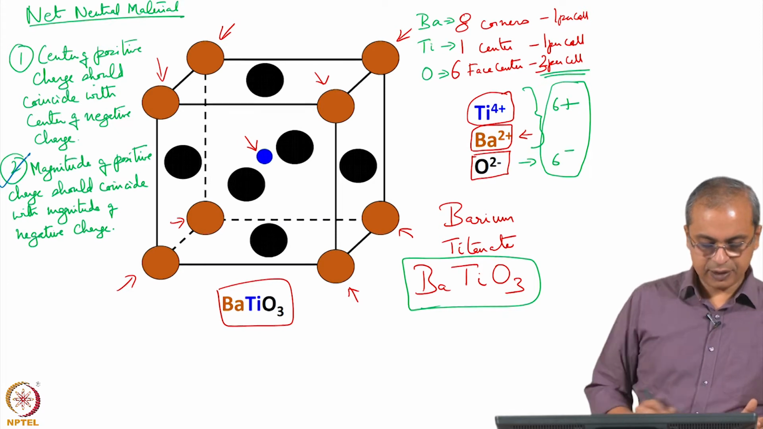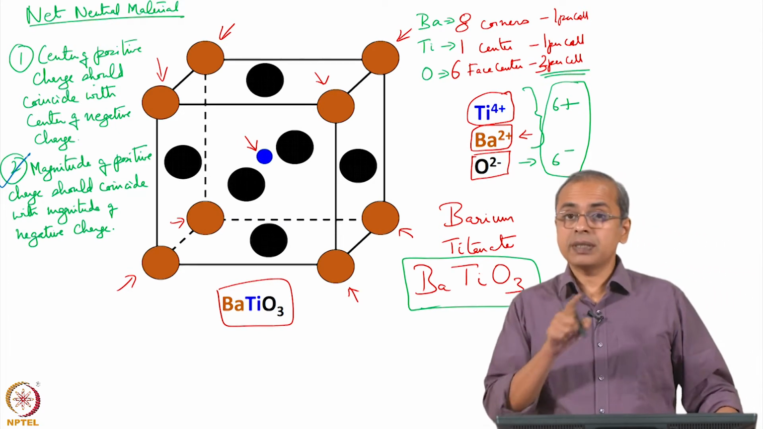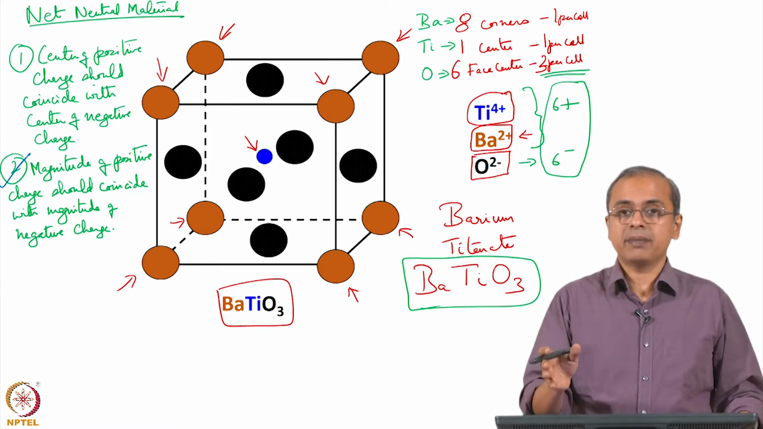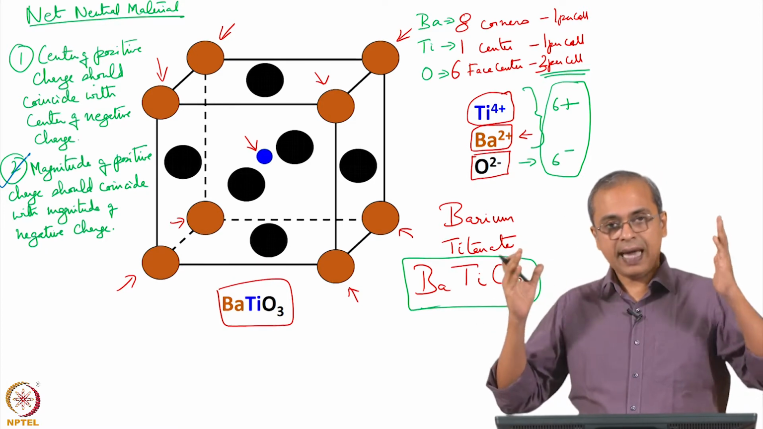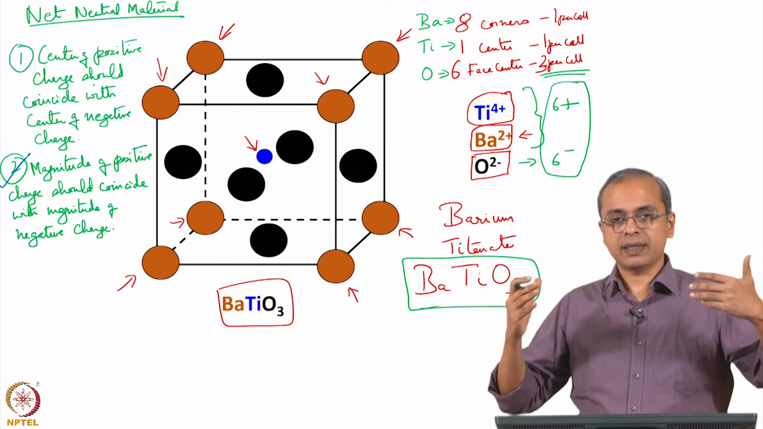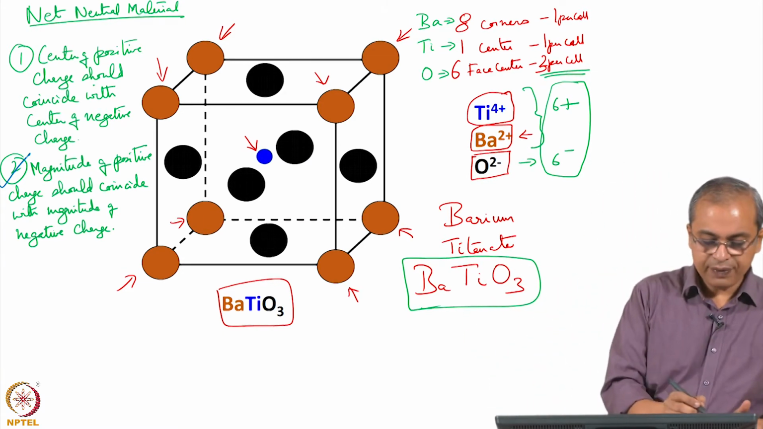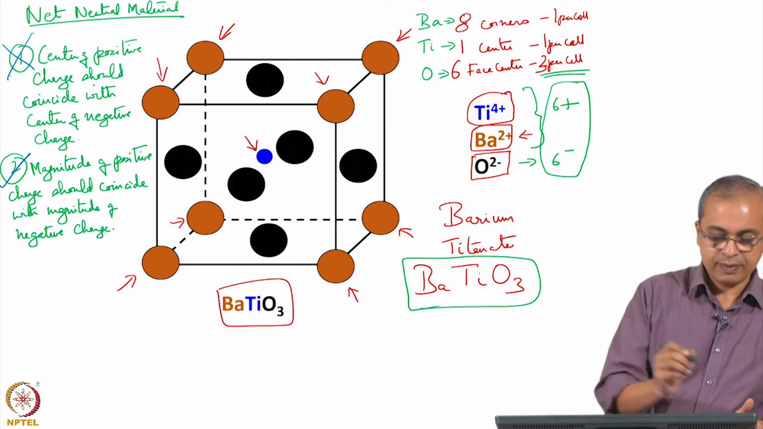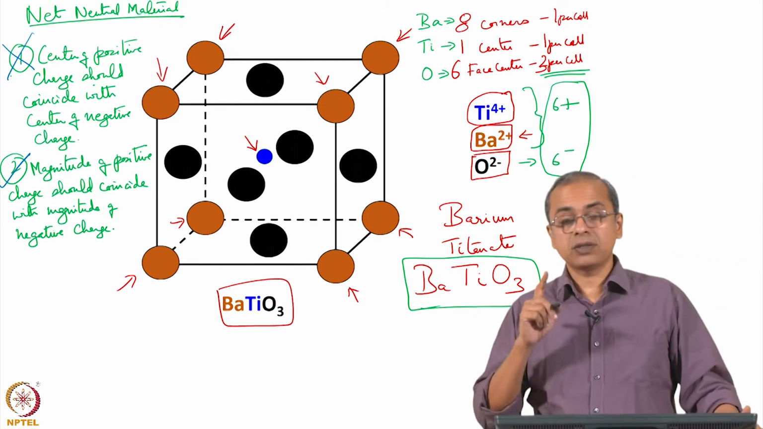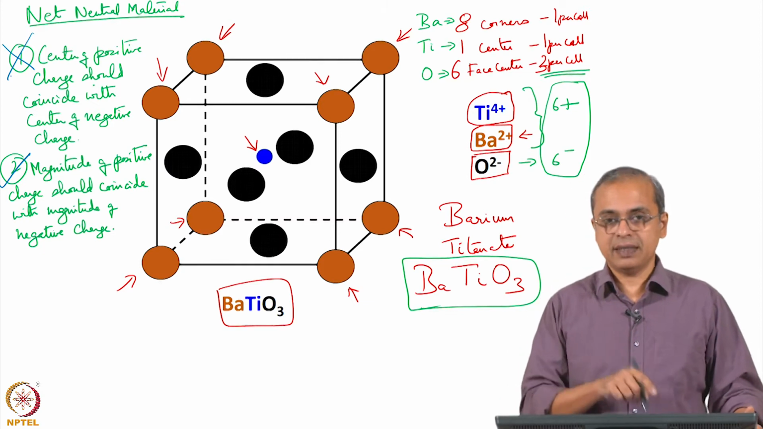So, this criteria is met. However, it turns out that this material has a ferroelectric behavior. It means even in the absence of an applied field you see a net polarization of charges. That is because you have this condition not being met. The center of positive charge is not coinciding with the center of negative charge in this material.